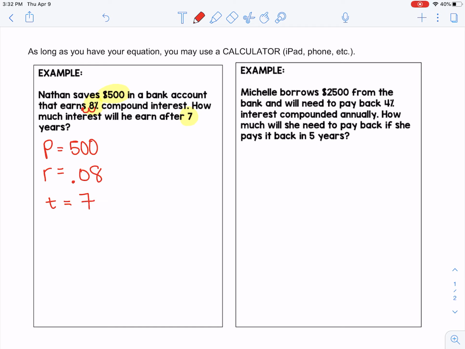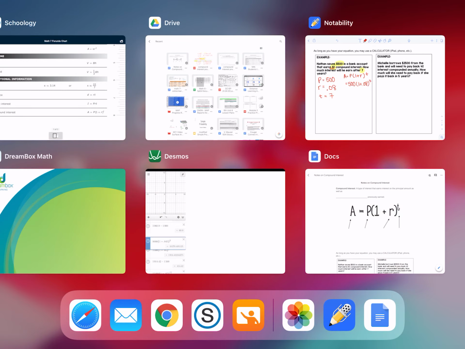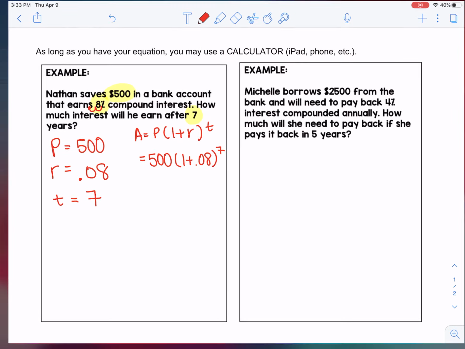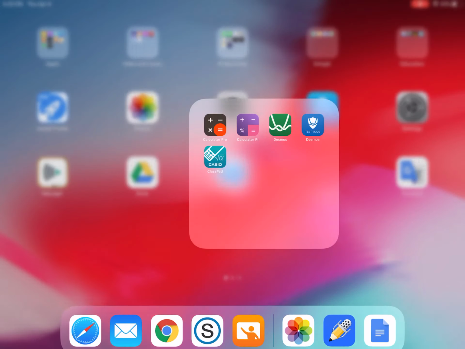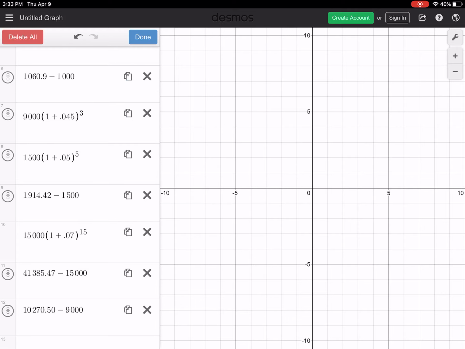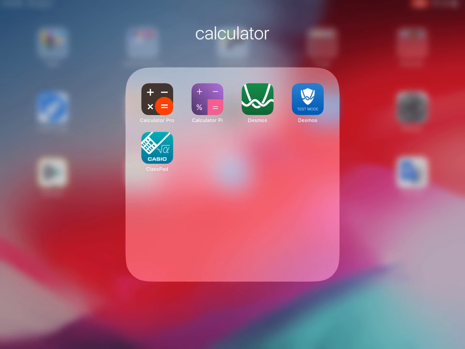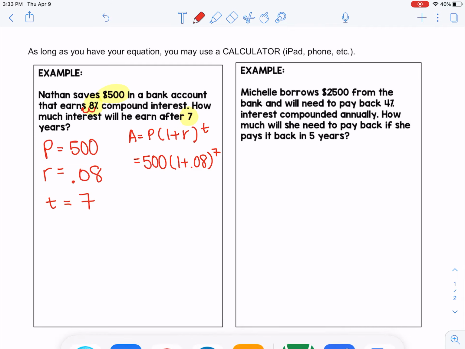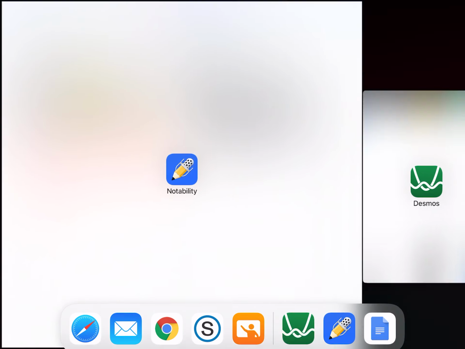And then all we have to do is plug it into our formula. So A equals P parentheses 1 plus R to the T power. And then we know that we can just plug in our numbers. 500, 1 plus 0.08 to the 7th power. Now all we have to do is get our calculator ready. I'm going to use my Desmos calculator, which is this green icon, and I'm going to just clear the screen real quick, and then I'm going to have my calculator right beside our practice so that we can just plug it in very easily.